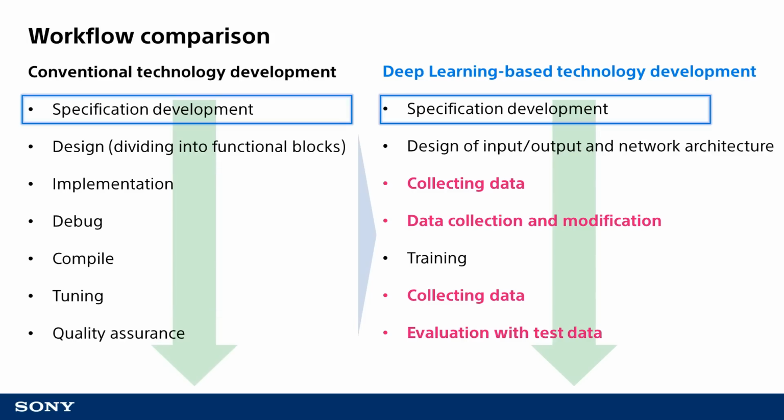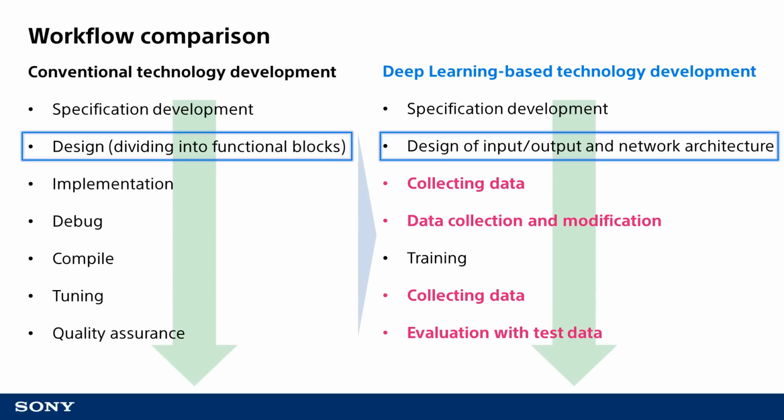With deep learning-based development, the step to determine requirements and specification is the same. The step to divide the architecture into functional blocks is replaced with a step to design the architecture according to what kind of input data is available and the desired output based on the input data.